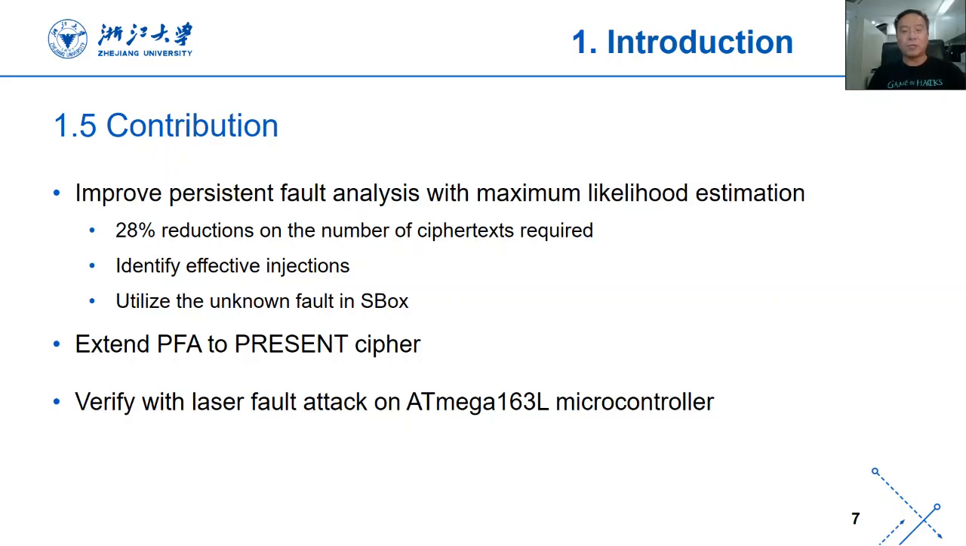First, we utilize maximum likelihood estimation to reduce the number of ciphertexts required. Second, we propose a method to verify whether the desired persistent fault is injected. Third, we improve the analysis technique to handle the cases when the fault in an S-box is unknown. Along with these improvements, we extend the PFA to the lightweight block cipher PRESENT. And finally, our attack is verified through a laser-based fault attack.